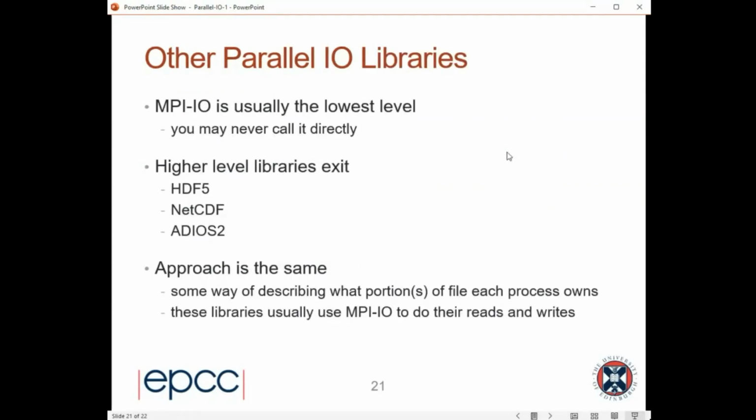So other parallel I/O libraries exist. MPI is usually the lowest one. You may never call it directly, but I do cover it, not least on its own, because it's probably the most important one, the common one.